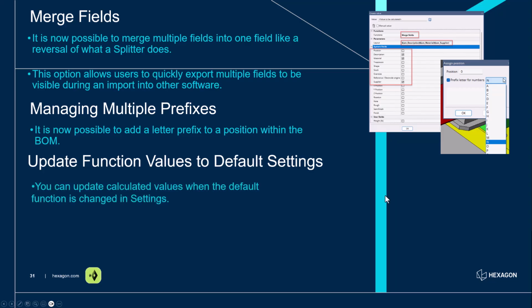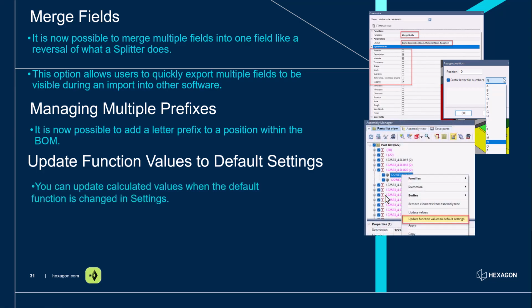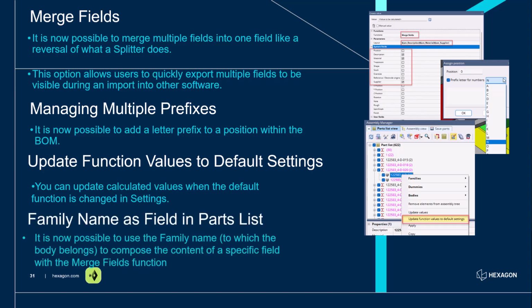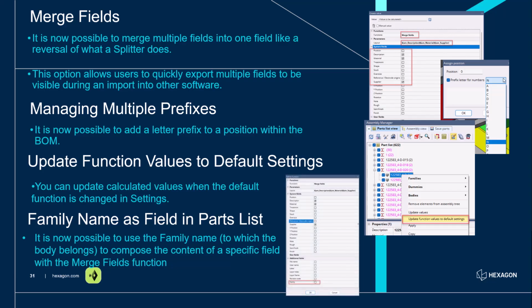Updating function values to the default settings. So when you right-click any entity inside the parts list, you have this Update Functions Value to Default Settings option. This will allow you to update all of what is selected to whatever function that field is associated to. And then within family names, it is now possible to add the family names for merged field functions within the entity selection as well.